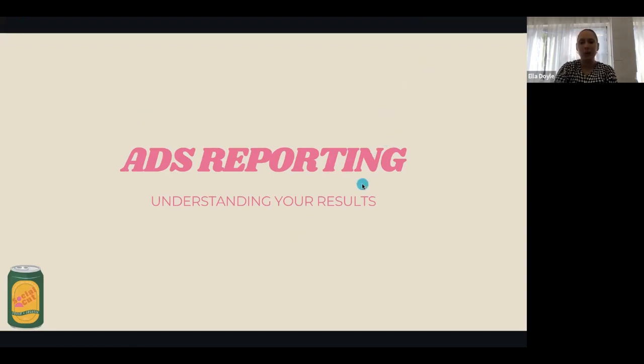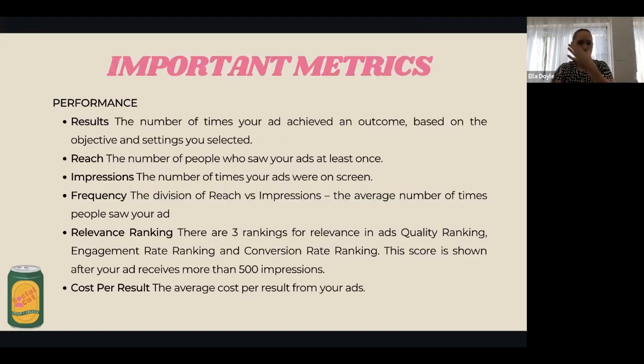So jumping into ads reporting, this is a very basic overview of ads reporting, just so you get a full understanding of what the key performance indicators we look for are. So results, when you're looking at the Ads Manager feed, are the number of times your ad achieved an outcome based on the objective you selected. Your results directly relate to the objective that you've selected. So if it was an awareness reach campaign, it'll show you your reach in that column. If it was an engagement campaign, it'll show you your engagement. If it was link clicks, it shows you your link clicks.